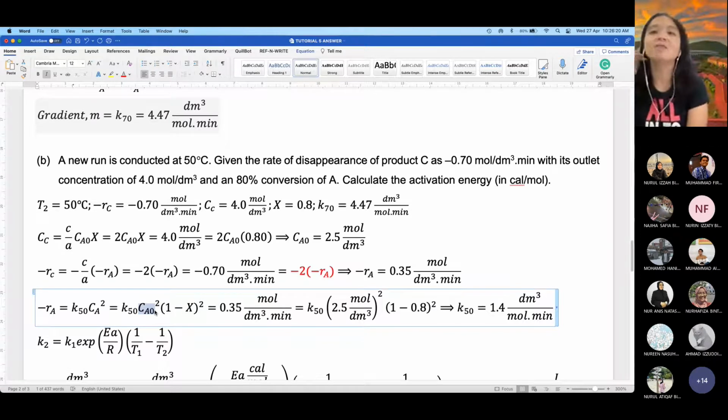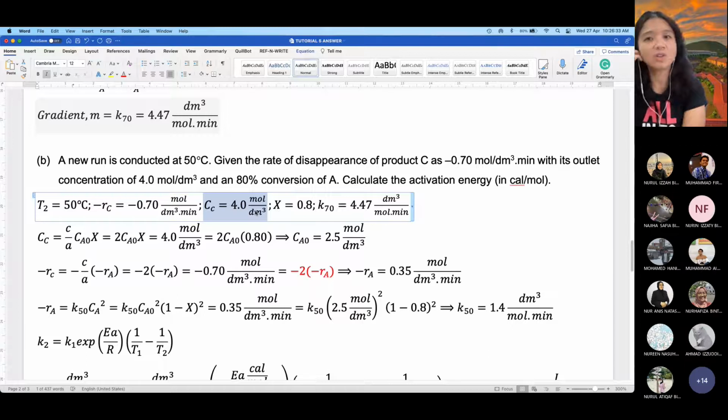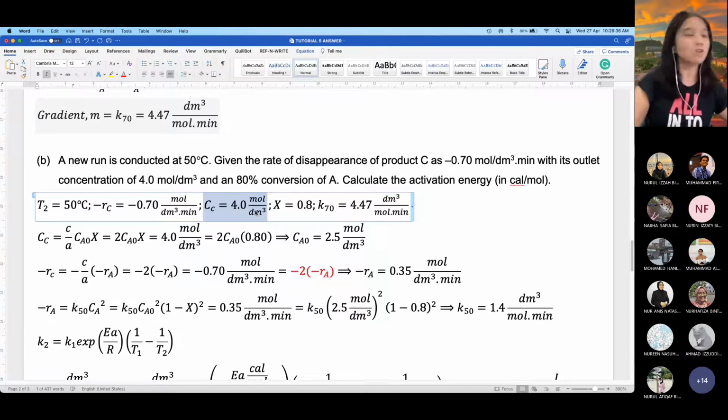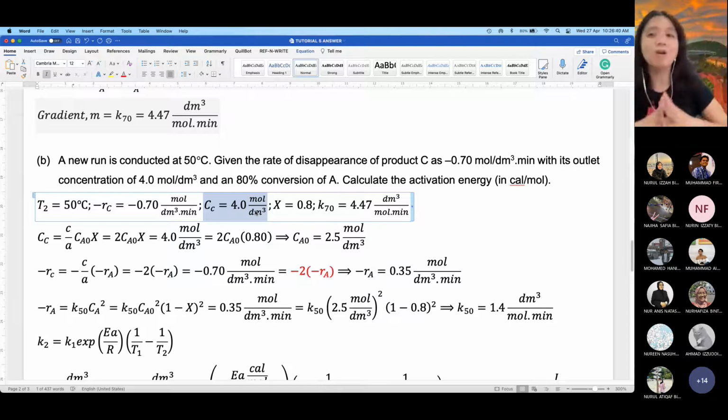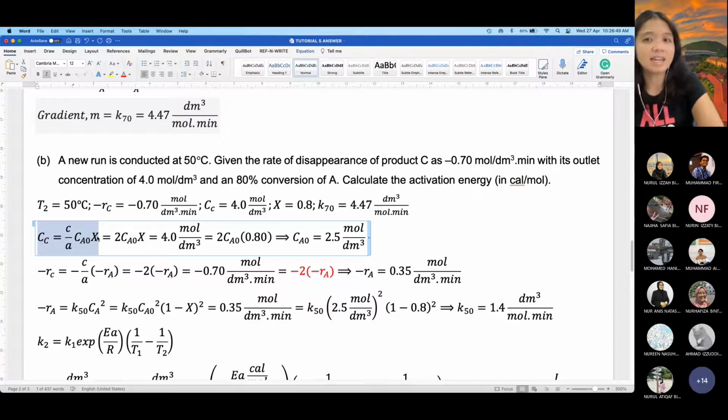However, you have to look back. What other information have you not used? Always remember, all information has a purpose. One more piece of information that you haven't used yet is CC. Remember they tell you the outlet concentration of C is 4. By right, from the outlet concentration CC, you can actually find CA0. There is a correlation there. In chapter 3, they correlate CC equals C per A CA0 X. It's okay if you don't remember, it is in chapter 3 where we expressed the concentration. So the outlet concentration of C equals C per A CA0 X.